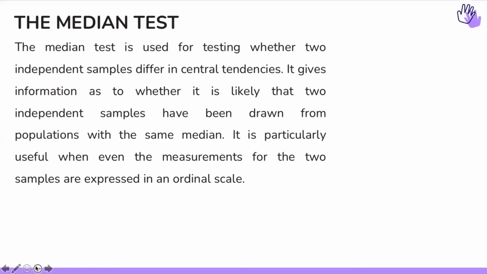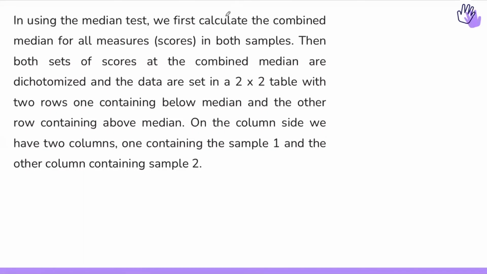In using a median test, we first calculate the combined median for all scores in both the samples. Then both sets of scores are dichotomized at the combined median. Dichotomized means divided into two categories, and the data are set in a 2x2 table with one row containing scores below the median and the other row containing scores above the median. On the column side we have two columns, one containing sample 1 and the other containing sample 2.